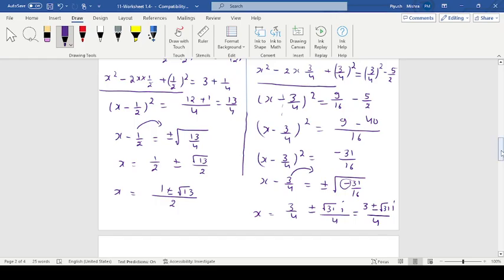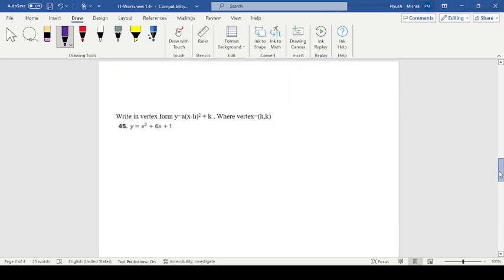Next question we are going to do, this is the last question. It is telling to write this one in the vertex form. What is the vertex form? For your understanding, I have written it, you have to do it like this. And the vertex will be (h, k). So same thing I will be doing.